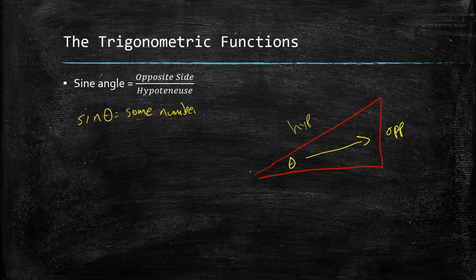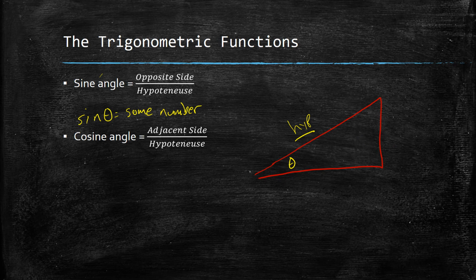The nice thing there is it's going to allow us to figure out, if we know the hypotenuse or the opposite side, the missing one based off that. Then the cosine of the angle is the adjacent side over the hypotenuse. So let's get rid of this. The adjacent side is going to be this one. There's the adjacent side, and it's going to work the exact same way. The cosine of whatever number this is for the angle is going to equal some number, and that's going to equal the adjacent side over the hypotenuse.